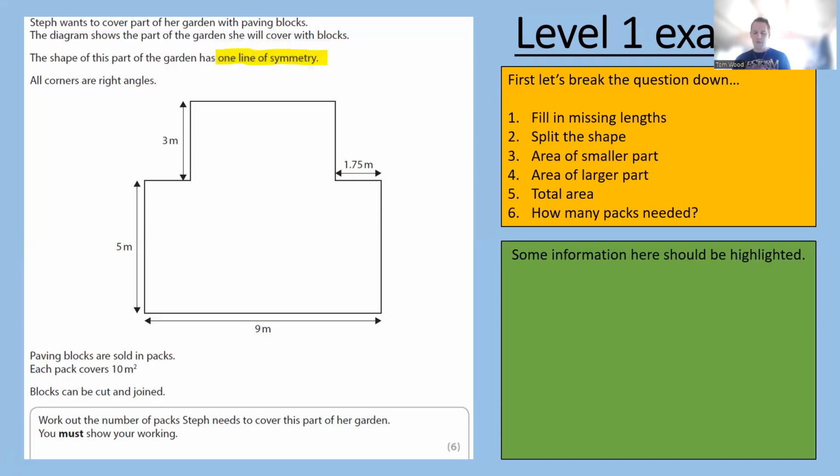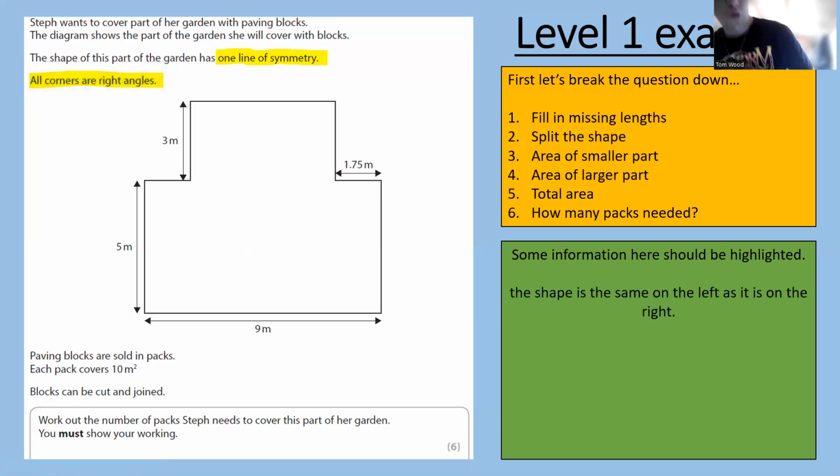So some of the information here needs to be highlighted. It says here about this having one line of symmetry. That will be straight down the middle, and it's essentially telling you that this measure here will be the same as this one. That's all that's telling you. So line of symmetry, mirror line.